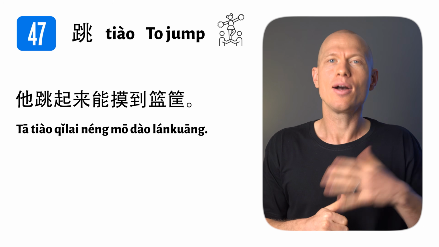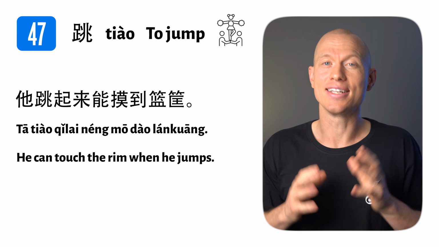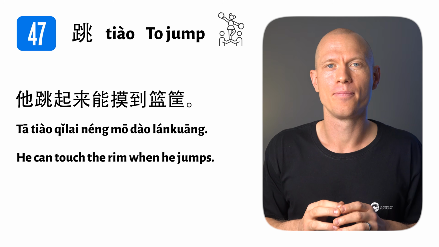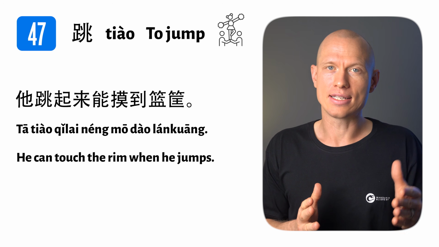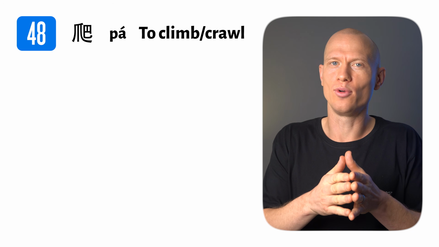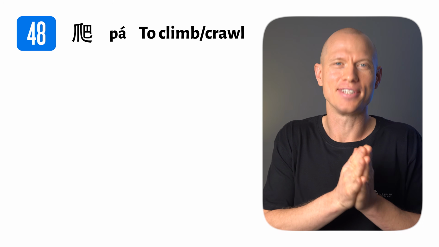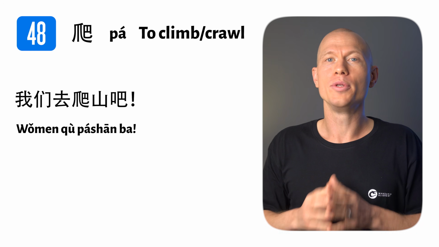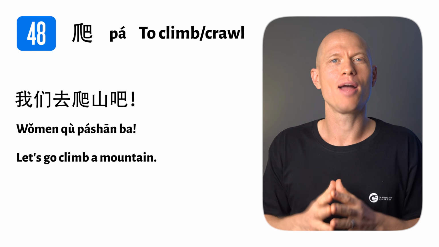Next up, 跳, to jump. 他跳起来能摸到篮筐. He can touch the rim when he jumps. 跳 also means beat, as in heartbeat. 我的心跳得很厉害. My heart is beating very fast. Next up is 爬, which means either to climb or to crawl, and it also means to slither for snakes, depending on the context. 我们去爬山吧. Let's go climb a mountain.